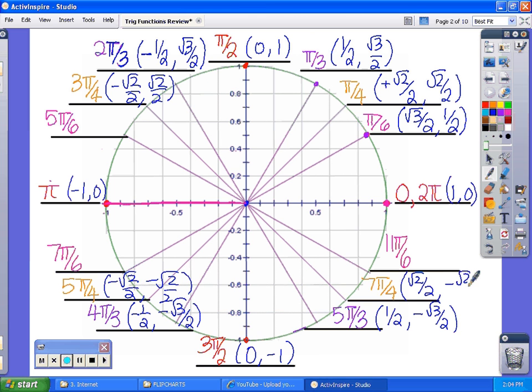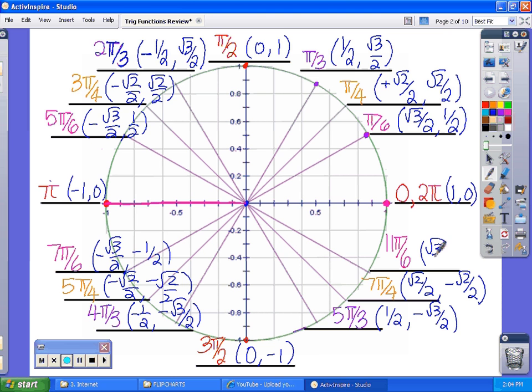Last one would be pi over 6s. So I've gone left for pi over 6 and up. I've gone left and down. And now I've gone right and down.